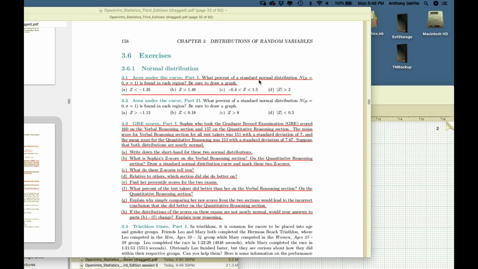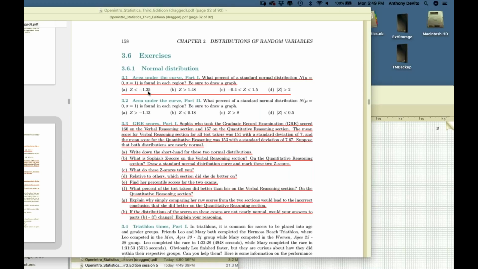What percentage of a standard normal distribution, okay, now standard normal distribution is the normal distribution where the mean is equal to zero and the standard deviation is equal to one. It's kind of the version of the normal distribution that the Z table is based on. Okay, so let's take a look at what these various Z scores represent.